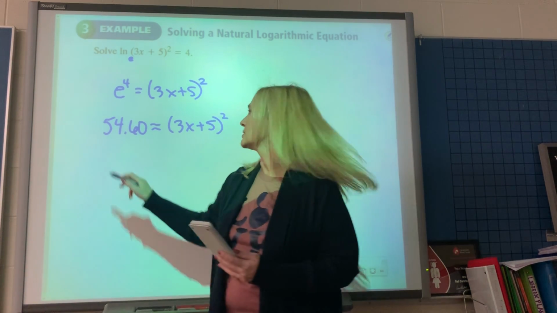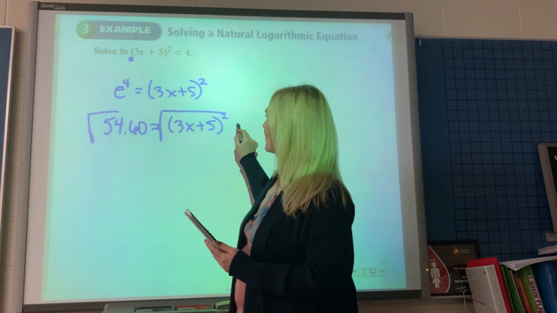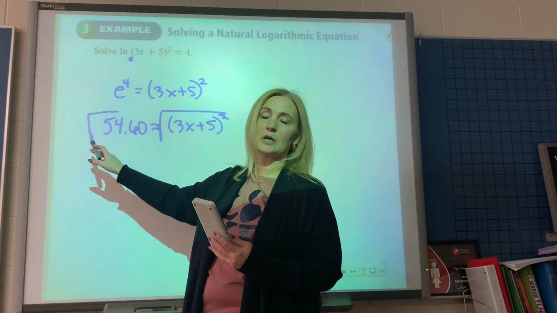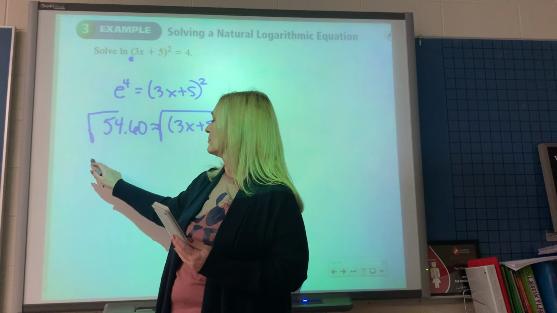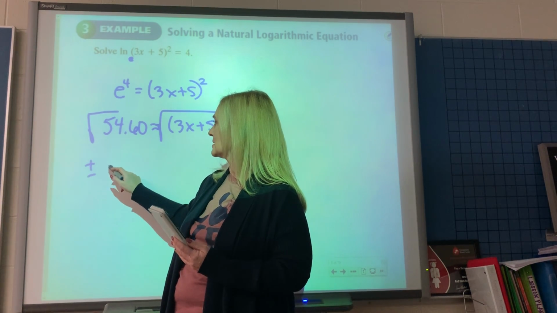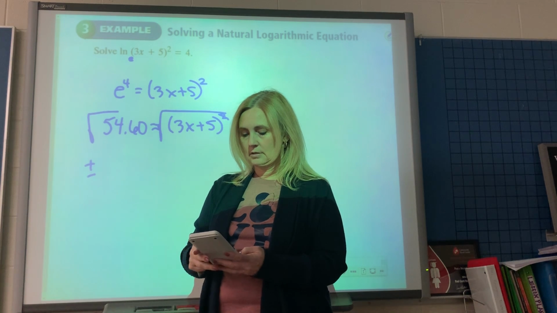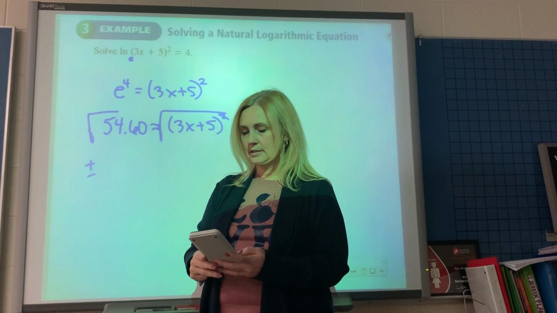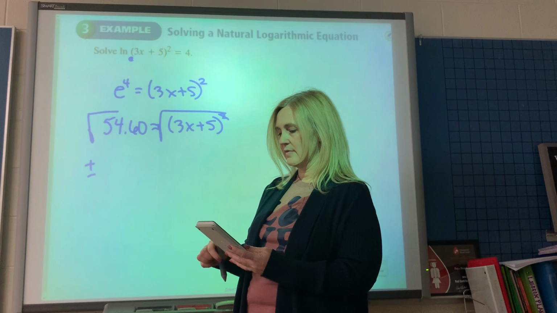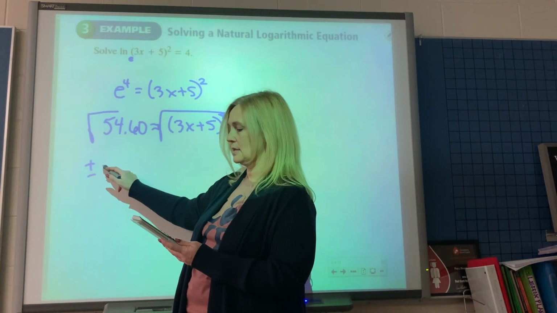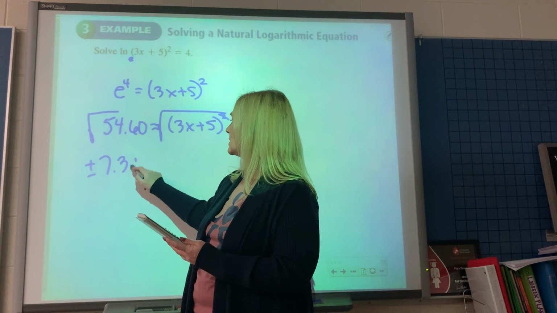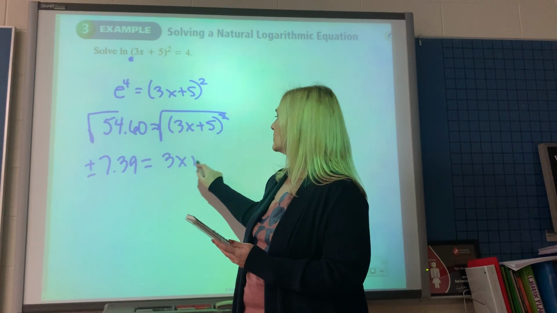So now we're going to square root both sides. That will take that off. Whenever you take the square root, you do have to put the plus and minus. So you have plus and minus the square root of 54.60. Let's square root that. Second function square root, last answer, that is going to be 7.39. Plus and minus 7.39 equals 3x plus 5.